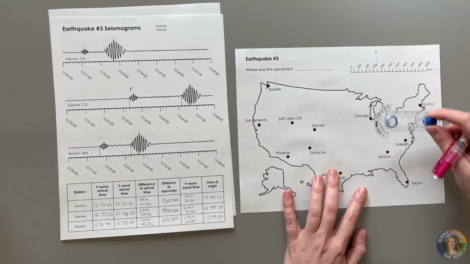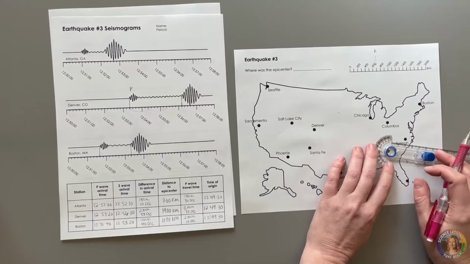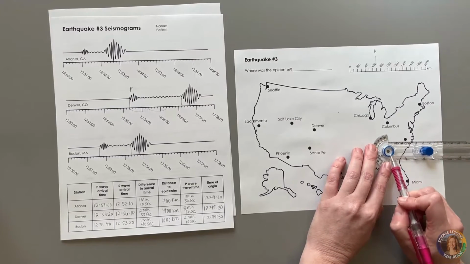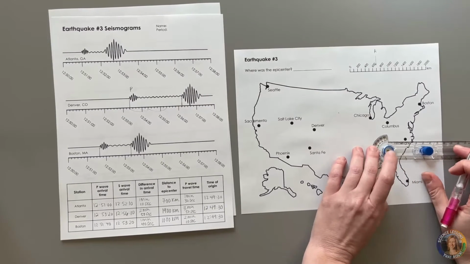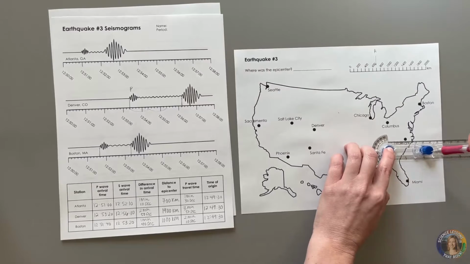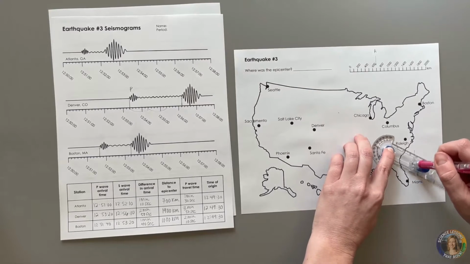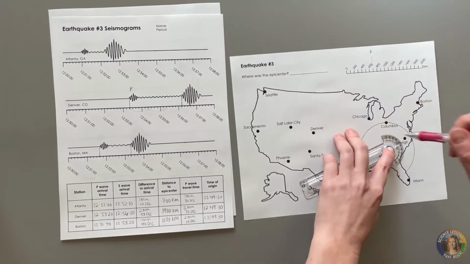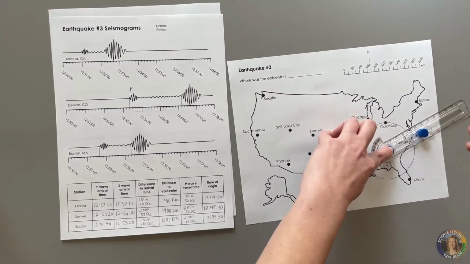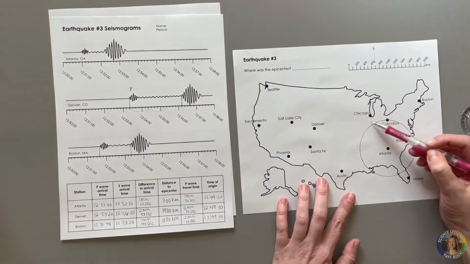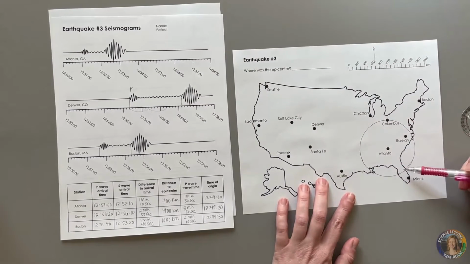And then I'm going to go to Atlanta. Okay, line up the center of this circle right over the city of Atlanta. Hold it down with one finger, and then take your pen or pencil and draw a circle around Atlanta. So I know the earthquake happened somewhere on this line.